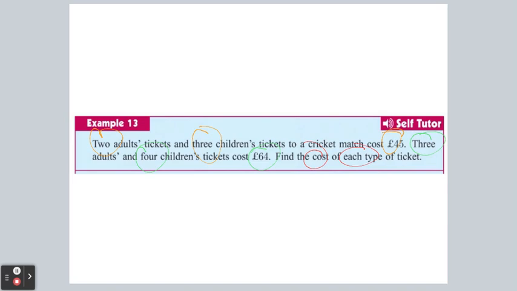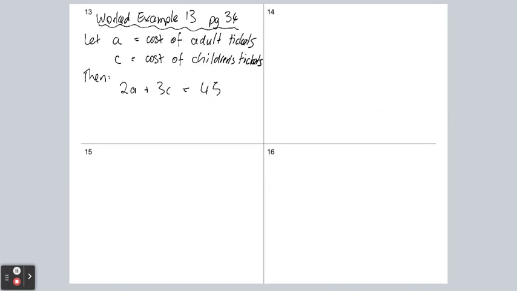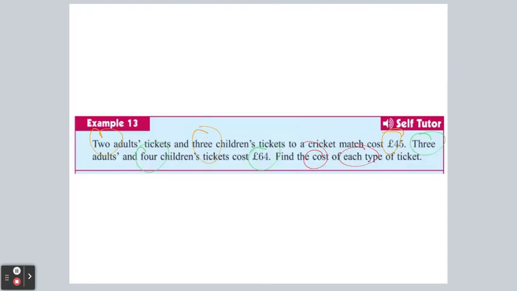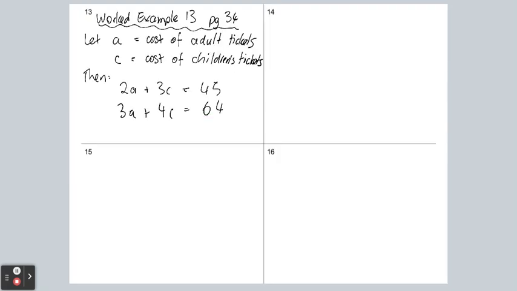Okay. And the other fact, of course, we'll go to straight away now. 3 adults and 4 children's tickets cost £64. So we've got 3 adults and was it 4 children? That was ages ago. I can't remember it. 3 adults and 4 children cost £64. So now we've modelled it. Once we get it to this point, maths calculations can take over. Okay? So we've got 2a plus 3c equals 45, 3a plus 4c equals 64.